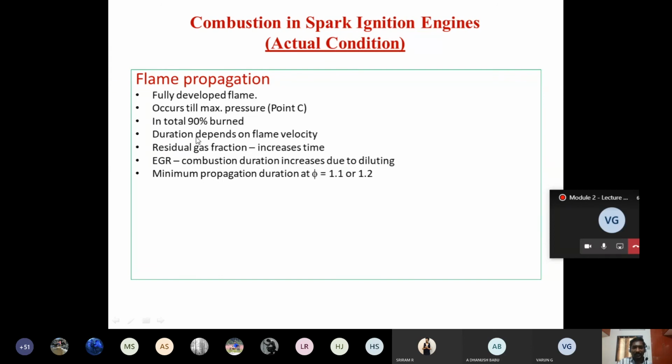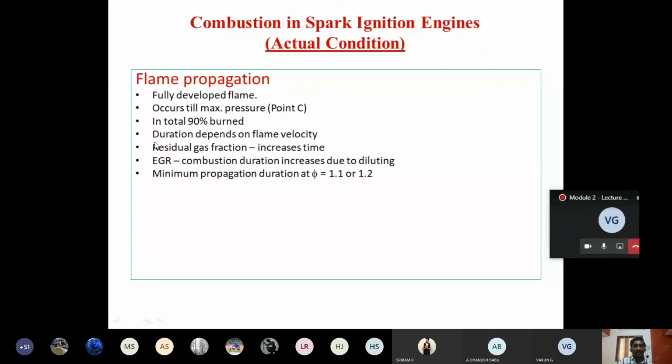The flame propagation duration depends upon the flame speed, and also on the products of combustion from the previous cycle of operation that are still existing inside the engine cylinder, which we call residual gas. Depending upon the amount of residual gas present, if the residual gas quantity is more, then the flame propagation duration is going to increase. It takes more time to complete the combustion.